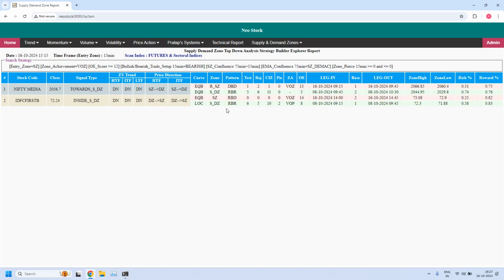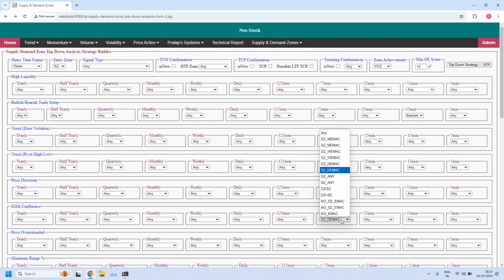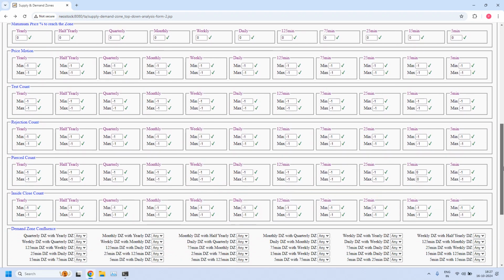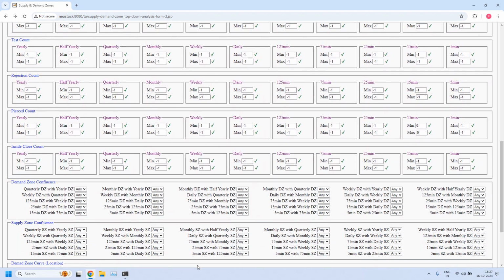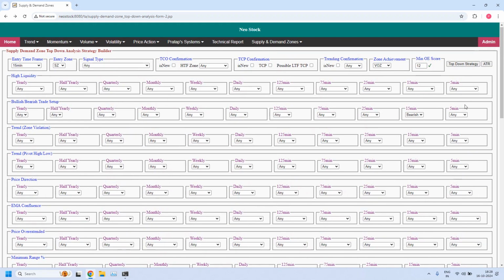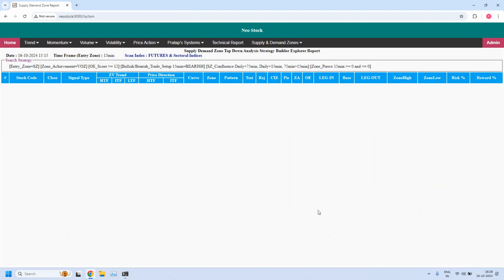So our focus is on the supply zone. Okay, next let us also look for LTF, ITF and HTF confluence. That means 15 minute supply zone should be part of 75, both together part of daily supply zone. So for that, first we need to remove EMA filter, removed it. Now in the supply zone confluence, 15 minute supply zone with 75 minute supply zone is already enabled, we set previously, and 2 more filters, 15 minute supply zone with daily supply zone confluence, 75 minute supply zone with daily supply zone confluence. With all the 3 filters LTF, ITF, HTF supply zone confluence, we did not find any stocks.